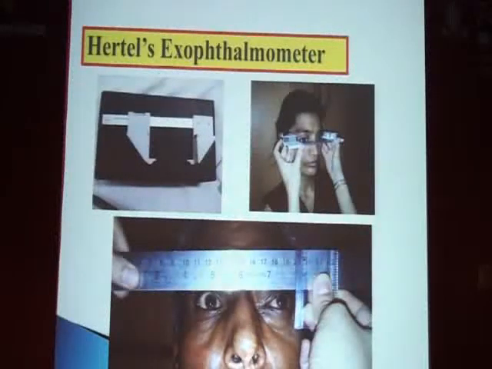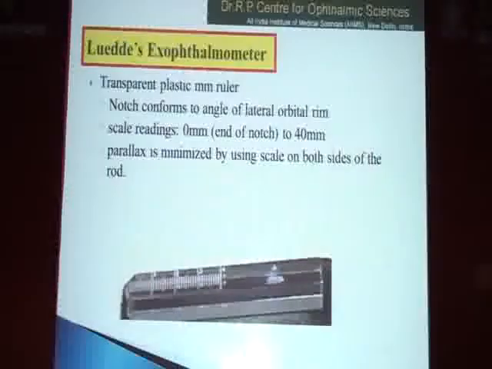Now, this is what we generally use, the Hertel's exophthalmometer, and first and foremost we should always mention the bar reading, because that is one which can falsely give the readings. And abaxial proptosis can also be documented with the help of two rulers.